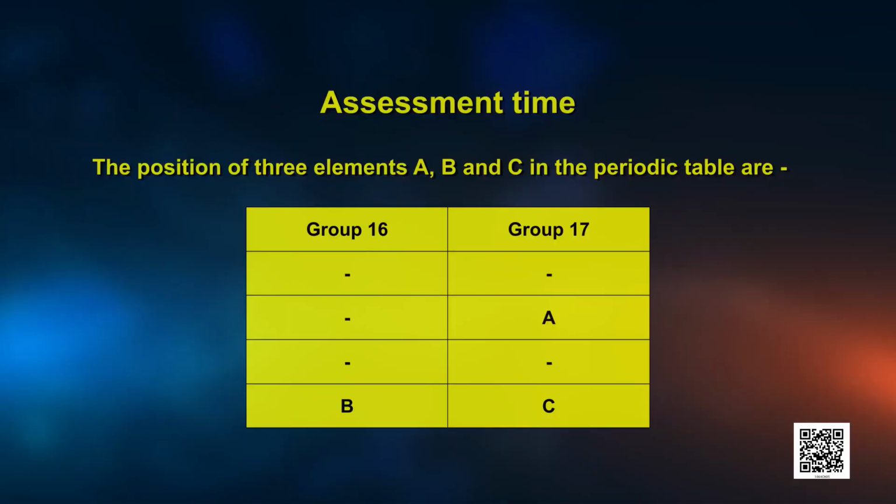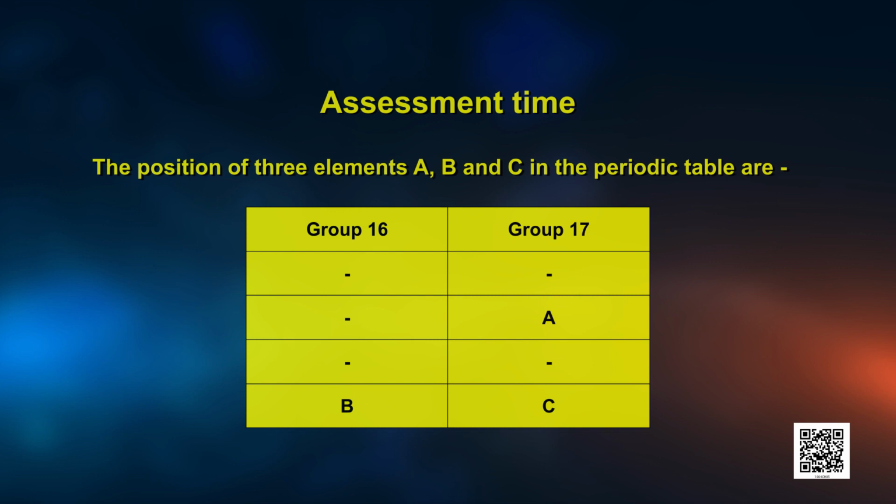The positions of 3 elements A, B and C in the periodic table are shown on the screen. You can see there are 2 groups, group 16 and 17, and 3 elements have been placed, A, B and C. Now you have to tell whether A is metal or non-metal, and also write down whether C is more reactive or less reactive than A.